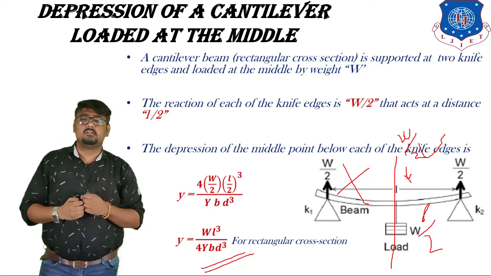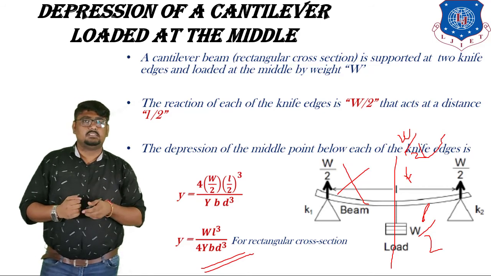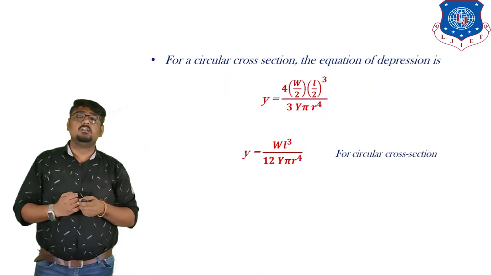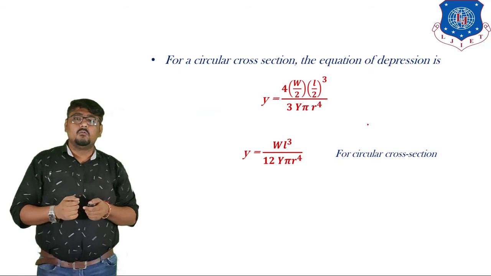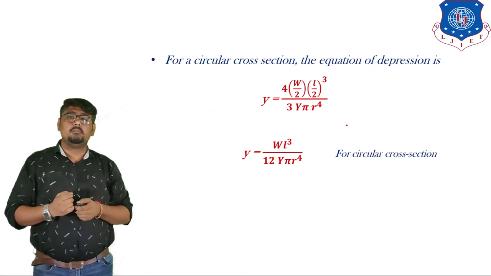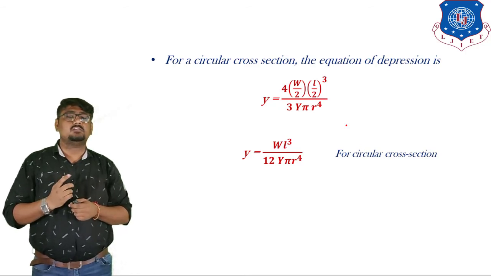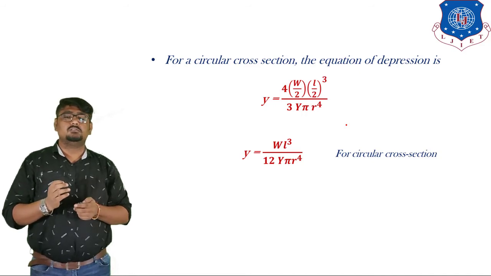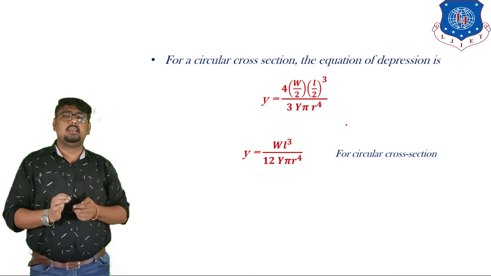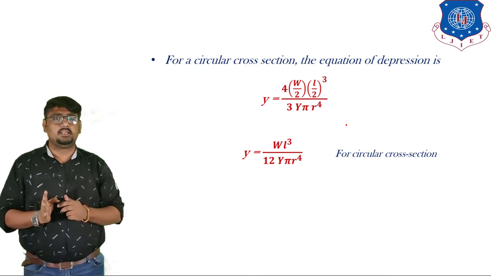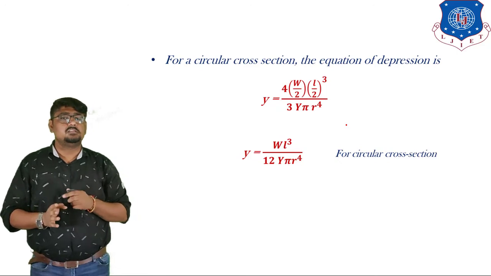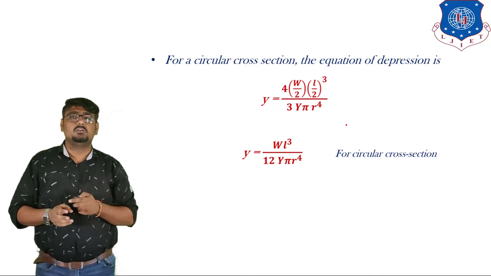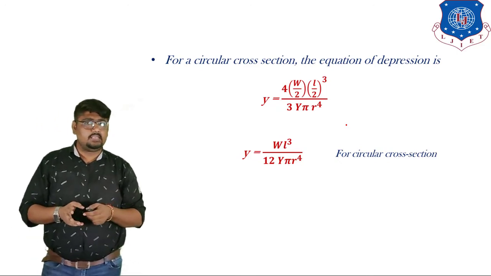Now this is for rectangular cross section. Now for circular cross section it becomes y is equal to 4 into W by 2 into (L by 2) whole cube upon 3 Y into pi r raised to 4. So this now becomes y is equal to W L cube upon 12 Y pi r raised to 4. This is simple mathematical calculation. Now this is for circular cross section. Okay, so that was all for the cantilever beams.